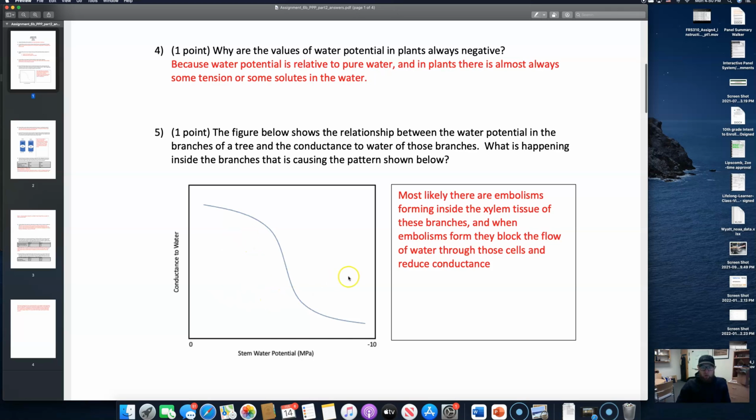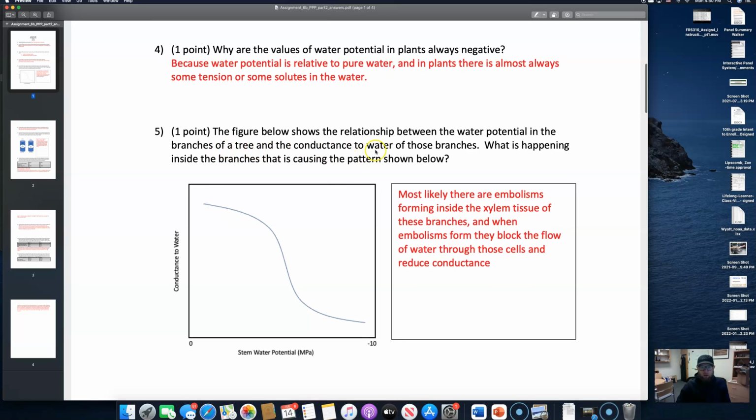The figure below shows the relationship between water potential of branches of a tree and the conductance of water of those branches. So the question is, what's happening inside the branch that's causing it to decline as water potentials get more negative? Remember, as the water potentials get more negative, the tension on that water column is greater. And so what's happening here, of course, is that there are embolisms forming inside the branch.